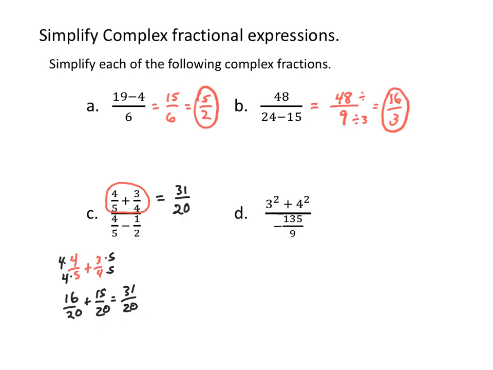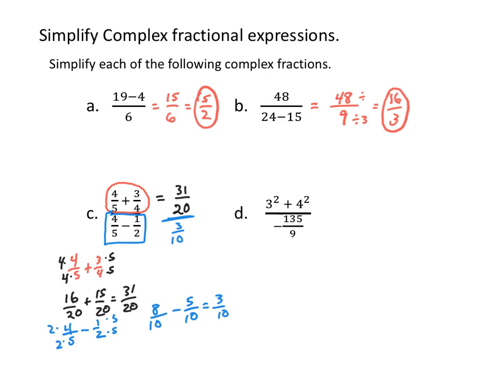Okay, now I have to do a second math problem in the denominator. So that math problem is going to be, let's see, 4/5 minus 1/2. With the common denominator, I'm going to multiply that one by 2's, this one by 5's. So it's going to be 8 over 10 minus 5 over 10. That's going to be 3 over 10. Okay, now I have a complex fraction that I can divide.